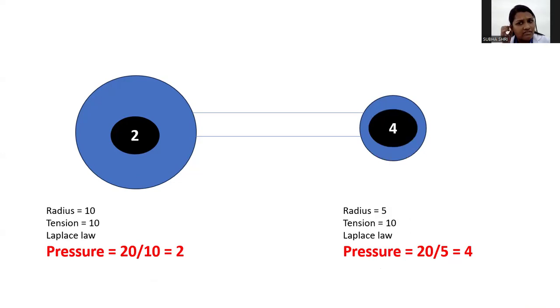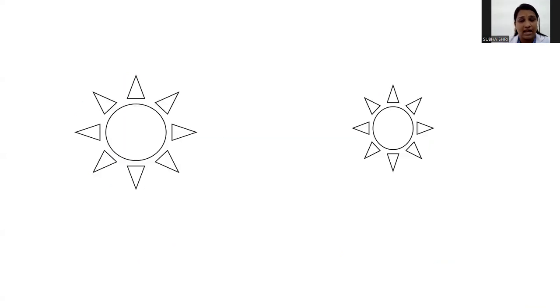Air always tries to move from a higher pressure area to a lower pressure area. So the air will try to move from the higher pressure area, the small alveolus, to the lower pressure area, the big alveolus. The small radius alveolus will try to collapse, whereas the big radius alveolus will try to distend. If this happens, normal gas exchange cannot take place in our lungs. So this will not happen.